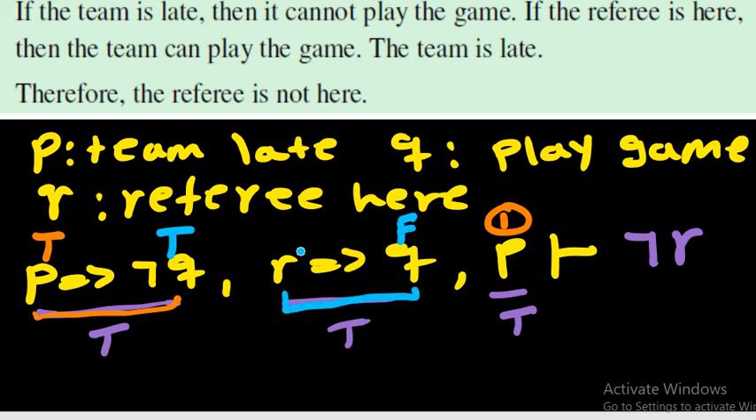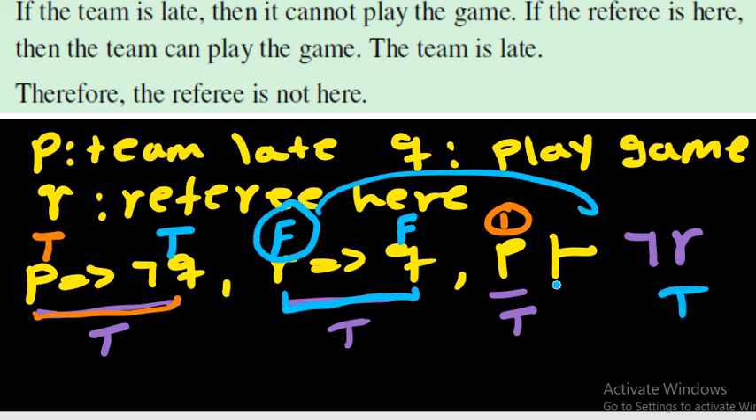So to be true, what must be the truth value of R? It must be false, because false implies false will give you true. Otherwise, if I take R as true, it will be false. But as a premise, it's already true. Therefore, R must be false. The negation of this false will be the conclusion, which is true, because negation of false will be true. That is still valid.